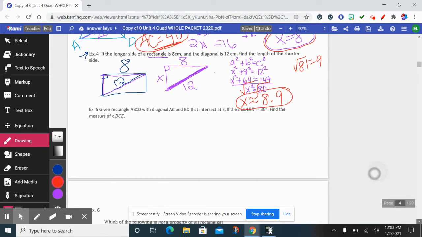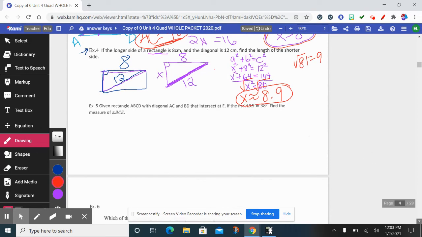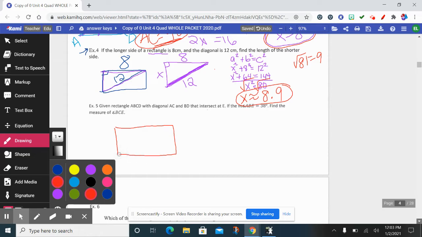Exercise 5, another rectangle. So given rectangle ABCD with diagonals AC and BD that intersect at E.